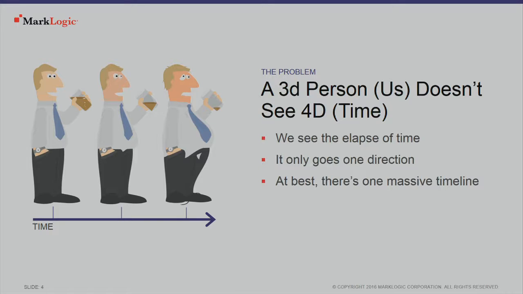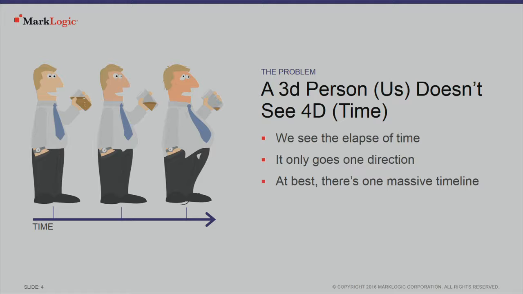We're 3-dimensional people, and we sort of delude ourselves into understanding a 4th dimension, time. But really what we do is break that up into segments of time, snapshots, and we believe that time moves in one direction and that there's only one massive timeline in the universe. And this is about as heady as this presentation is going to get.